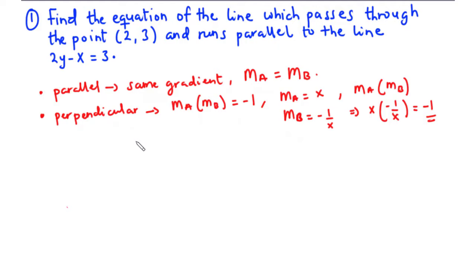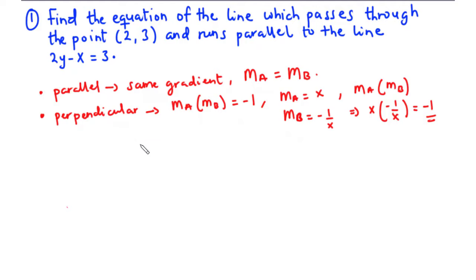Now, having this in mind, let's attempt question number 1. We are to find the equation of the line which passes through the point (2, 3) and then runs parallel to the line 2y minus x equals 3. Now, to find the equation of a line, you need at least two things. You need the gradient of the line and the point the line passes through.